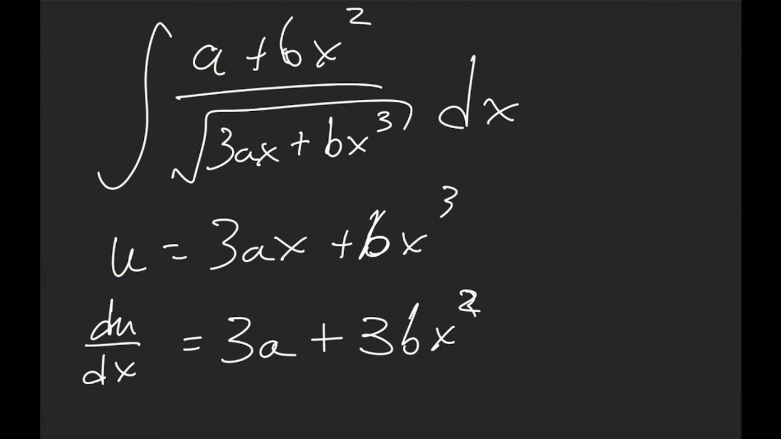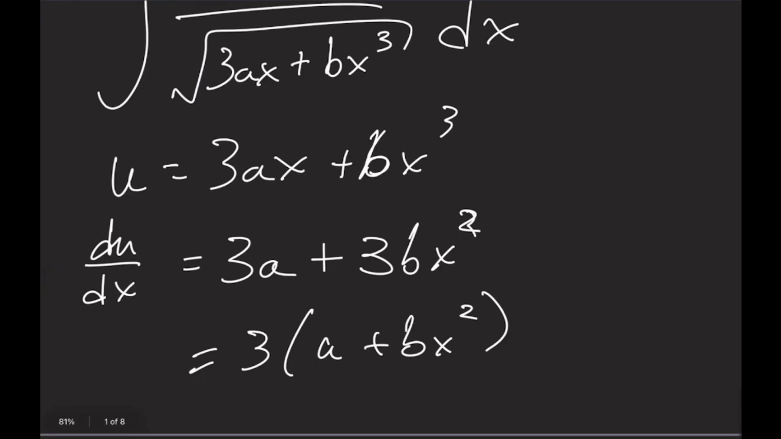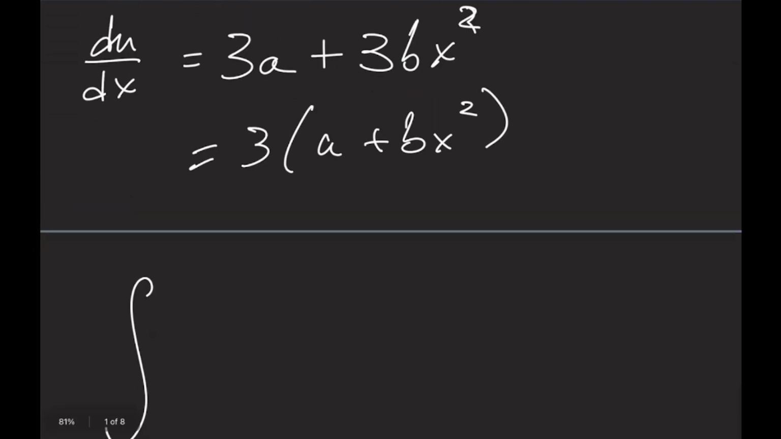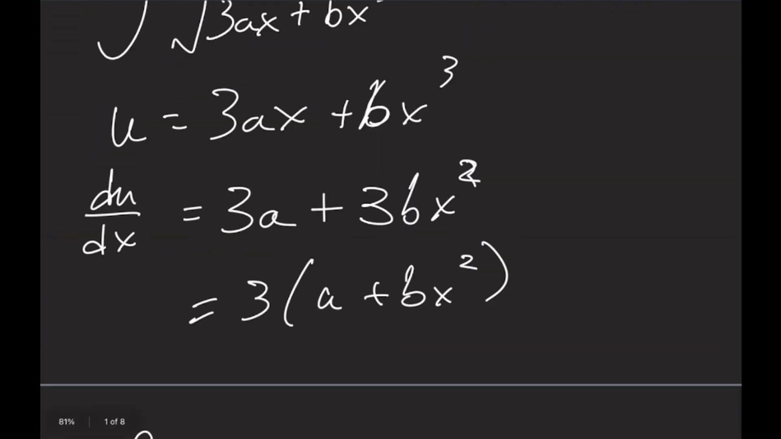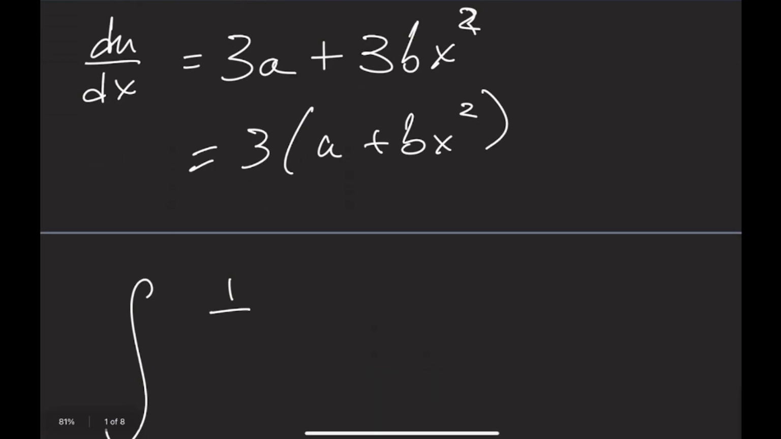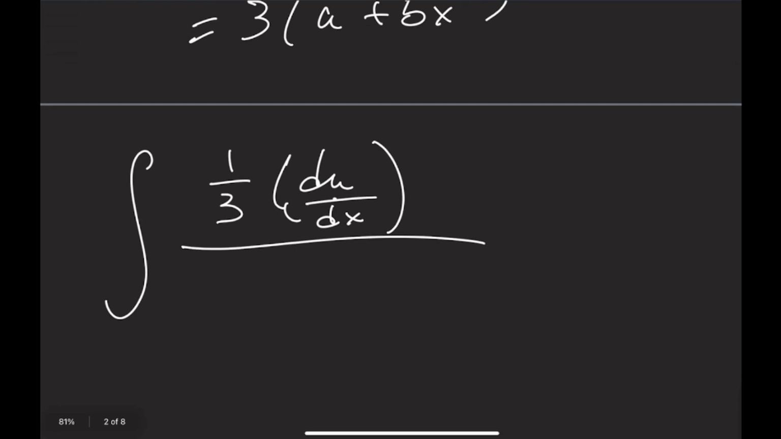It sure looks like the numerator. And so maybe it doesn't look like it right now, but if we do this, it looks like it now, right? So we're gonna rewrite this as 1/3 times du/dx divided by the square root of u.